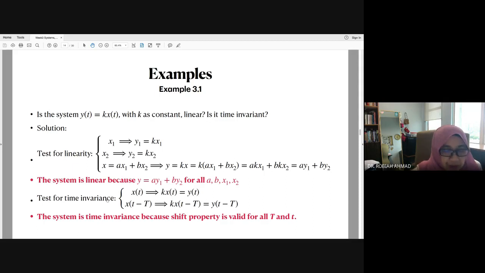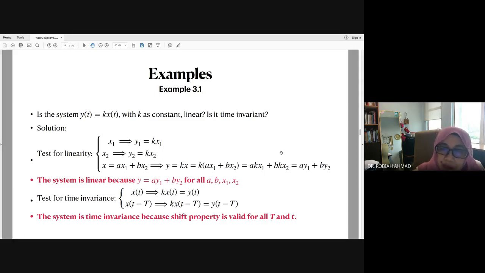What about time invariance? So let's say we have x(t), k x(t). Sebab kita kata tadi for this example, the output is multiplied by a constant k. So what happens if kita ada time invariance? Time invariance ni maknanya ada t shifted with some value, capital T. Jadi bila kita masukkan kepada our equation for y, k x(t minus capital T), so this one holds. Meaning that the system is time invariant because the shift property is valid for all capital T and t.